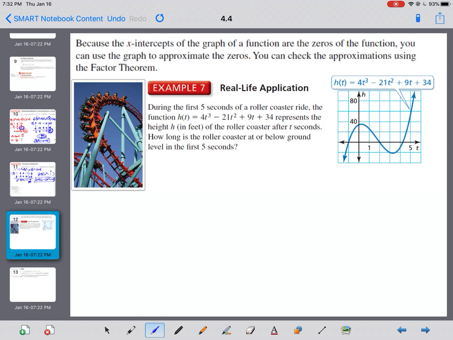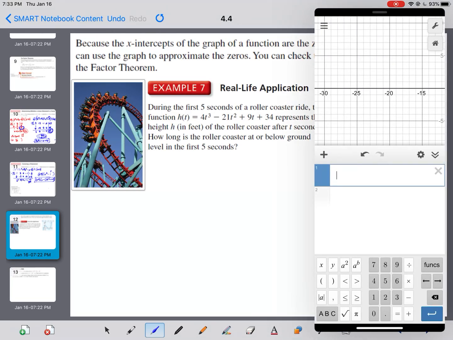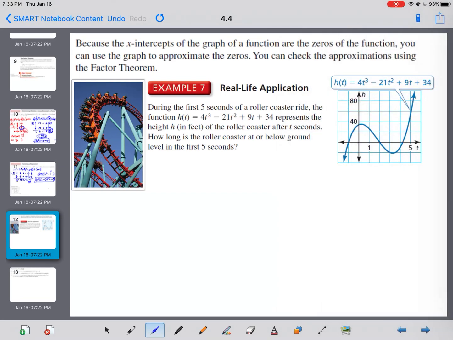Now, because the x-intercepts of the graph of a function are the zeros of the function, you can use the graph to approximate the zeros. If you use Desmos or the TI-84 or graphing calculator of your choice and you graph the equation, where it crosses the x-axis are the zeros, the solves, the solutions, the answers, the intercepts, what they're looking for when they say figure out what this equation is. Okay? So we can use something like Desmos to our advantage to solve a problem.